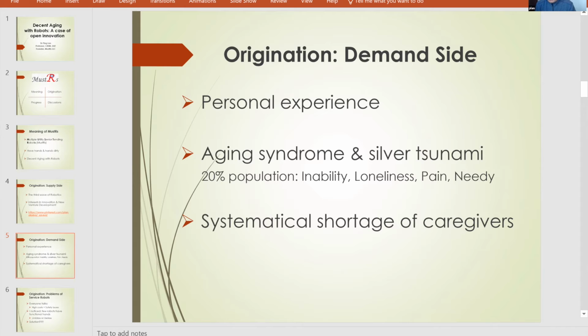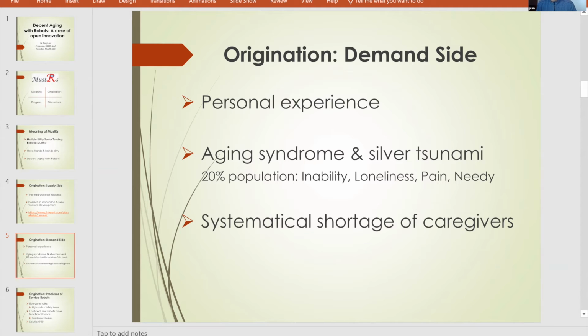So I thought about robots. Also, when I read about the tsunami of aging, the aging syndrome, there are so many problems. About 20% of the population is aging, and as we age we lose our capability, we feel pain, we feel lonely, so we need a lot of help. That is all from the demand side.